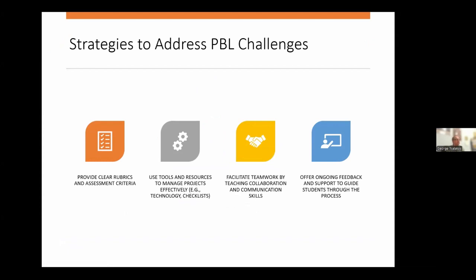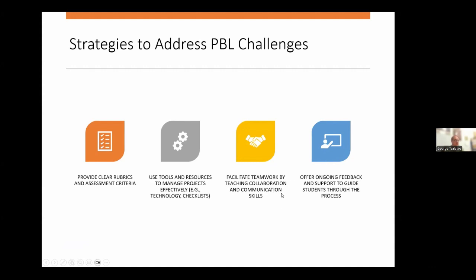What are the strategies to address these project-based learning challenges? We have to provide clear rubrics and assessment criteria before we start the project. We can use tools and resources to manage projects effectively. Let's say technology, online repositories, online meetings, checklists, to have the opportunity to see the work of every group and give feedback to them.